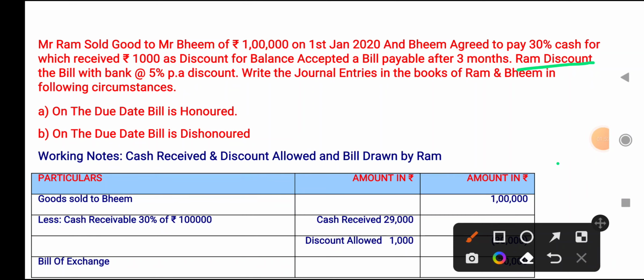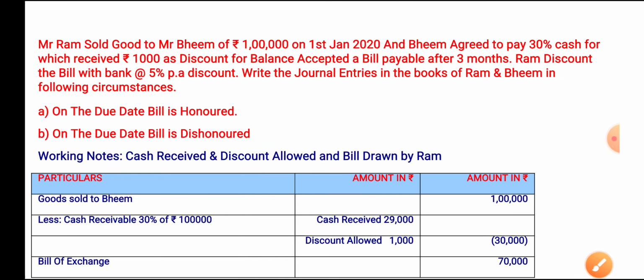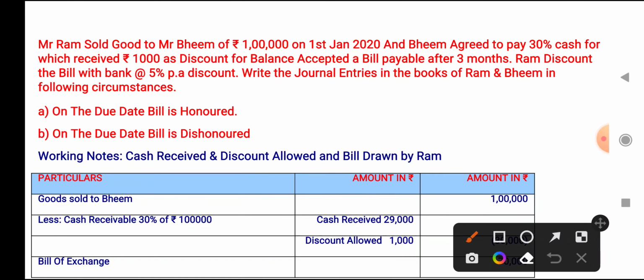Ram discounts the bill with the bank at 5% discount. Okay. What did Ram do? Ram has discounted the bill with the bank at 5% discount. Okay, Ram took that bill to the bank and discounted it at 5% discount.